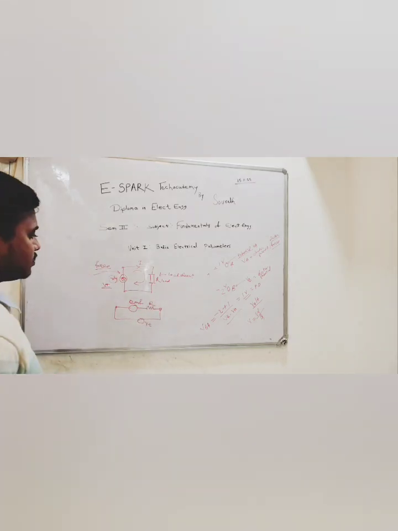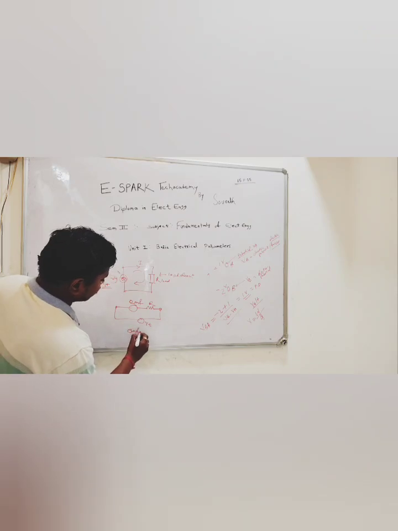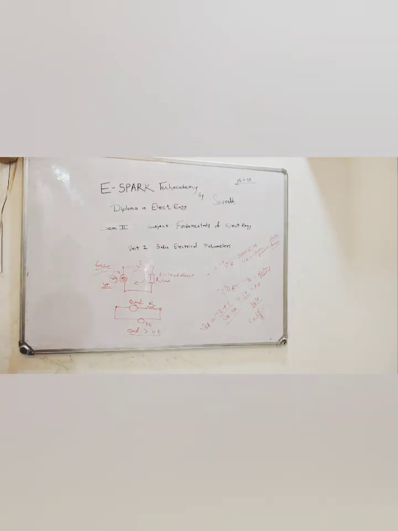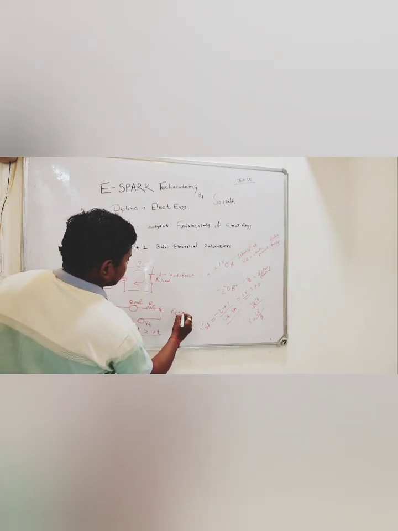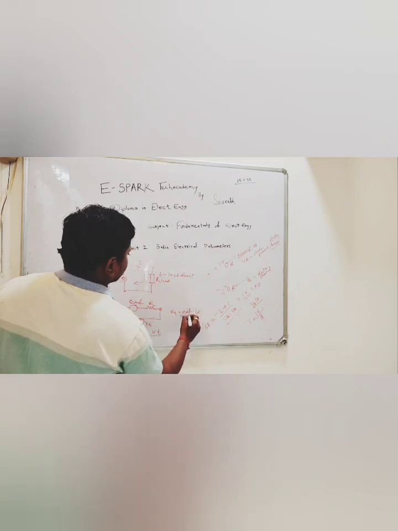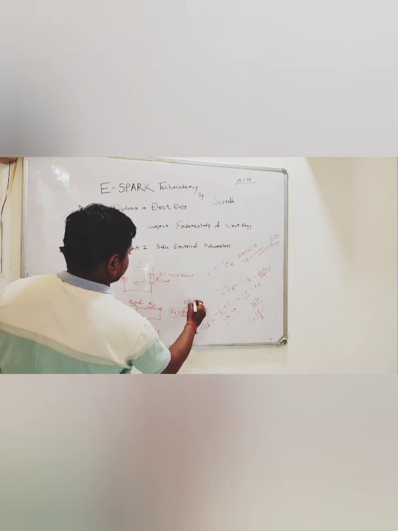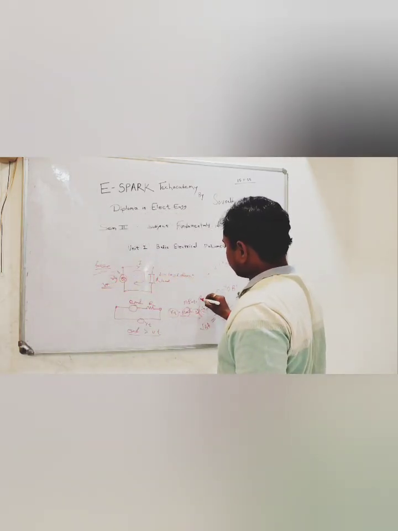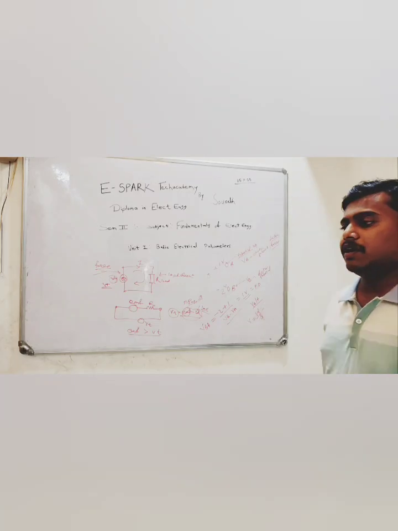That's why EMF, the electromotive force, is always greater than the terminal voltage, because the difference of this will be VT. VT will be nothing but EMF minus I into R, the loss. EMF is the basic voltage generated by a generator or any kind of battery.